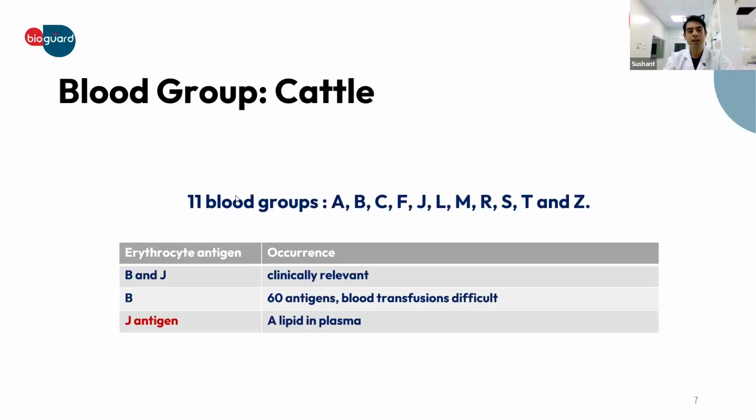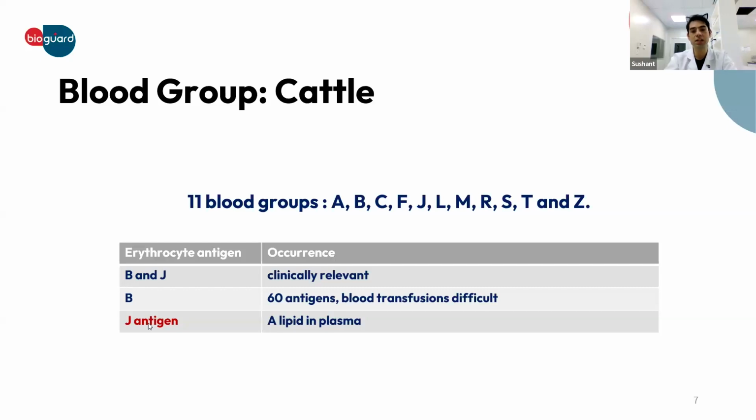So talking about the cattle, there are 11 blood groups that are identified, which are A, B, C, F, J, L, M, R, S, T, and Z. And out of these, B and J are the most clinically relevant because those are the ones which are found in most of the cattle. However, the B blood group is very complex because 60 antigens have been identified so far, which makes blood transfusion not an easy job.